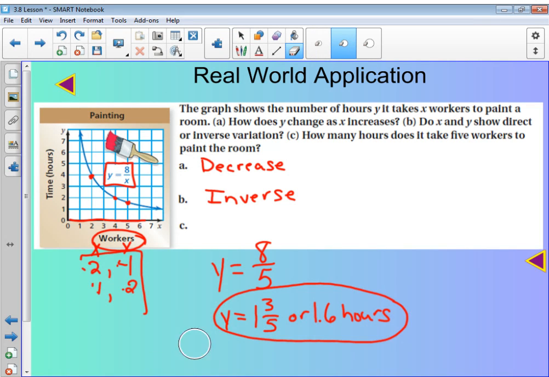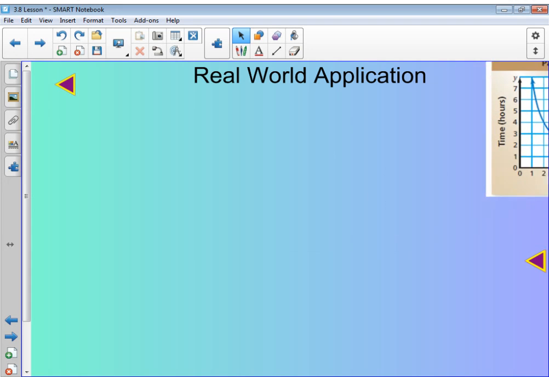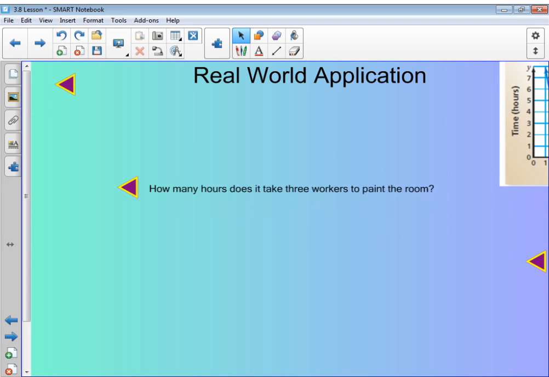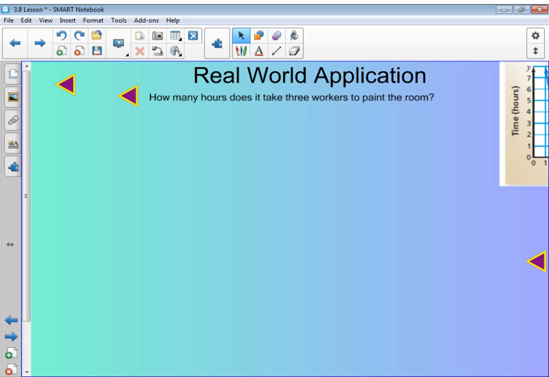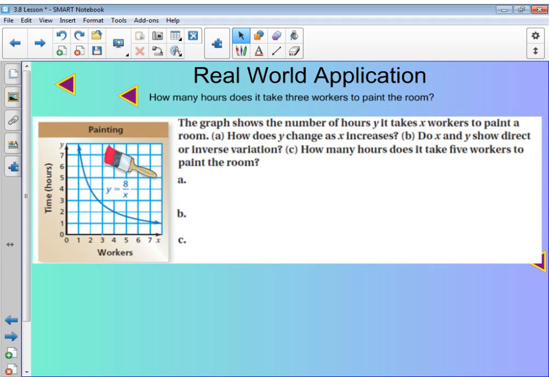Okay, so let's try another one of these. Here I need to pull that graph back out. The question says, how many hours does it take for 3 workers to paint the room? Looking at our graph, 3 workers, once again, it's falling between 2 and 3 hours, but they would like the amount of time. So we'll use this equation again, and we'll substitute in a 3 where our X is. Y equals 8 over 3.